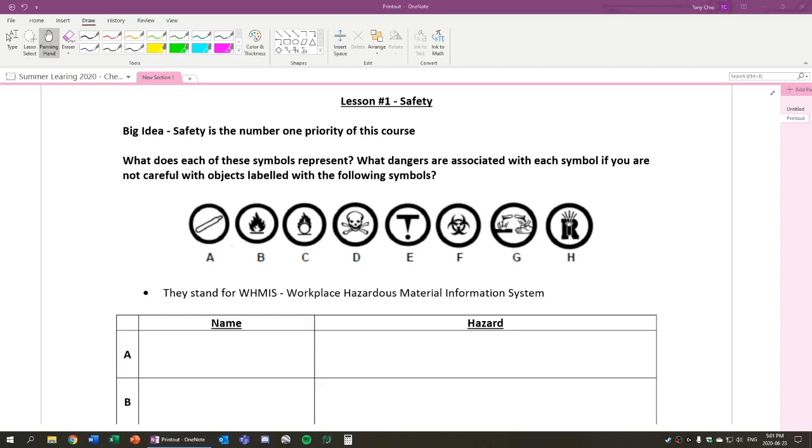Hey everybody, in this lesson what we want to talk about is safety. So lesson number one, safety. Safety is the number one priority of this course. So what does each of these symbols represent? What dangers are associated with each symbol?